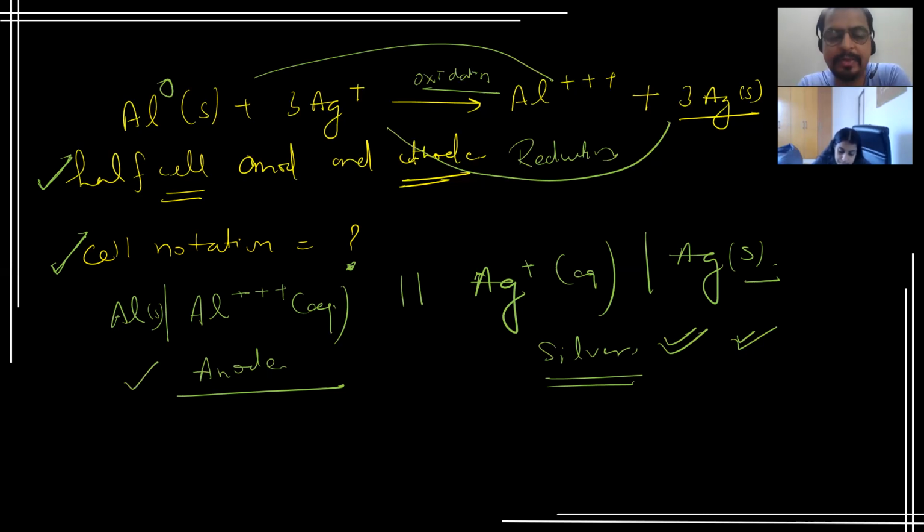The configuration is like this. The single vertical line is the phase change. The double vertical line, what is the meaning of the double vertical line? It's the salt bridge. And can you explain the function of the salt bridge? Basically the salt bridge balances the charges. Okay, cool. Do I have to elaborate on it? Balancing the charges means creating electrical neutrality in the circuit.